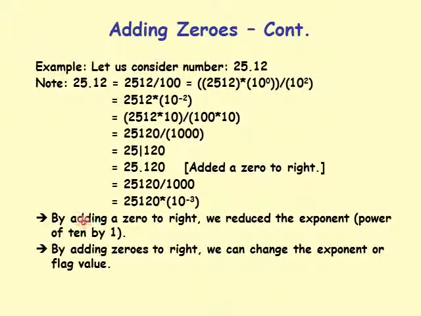By adding a 0 to the right, we reduce the exponent, the power of 10, by 1. We reduce the exponent power and we added a 0. By adding 0 to the right, we can change the exponent. So when we add the 0 to the right, we are changing the exponent value.